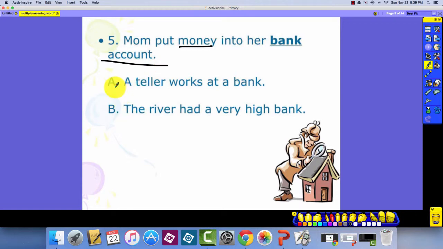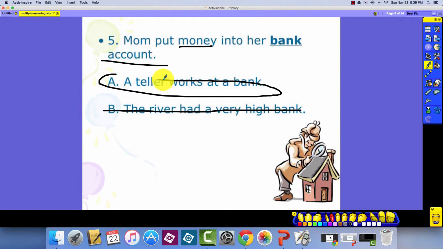So let's read our options. A teller works at a bank or the river had a very high bank. Okay, they're not talking about the side of a river, okay? They're talking about a teller who may work at a bank, okay? A teller is someone who helps you to put money in a bank.